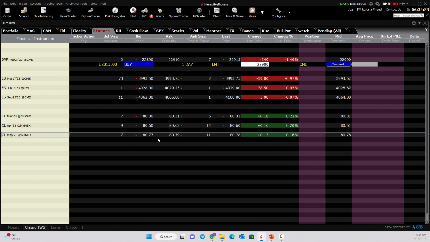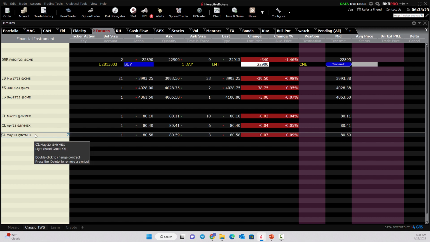It's referred to as contango or backwardation. When we expect prices to get more expensive in the future, if the further out trade at a higher price, that's normal pricing, and that's called contango. So you see the difference. It gets more expensive and more expensive. That's contango.